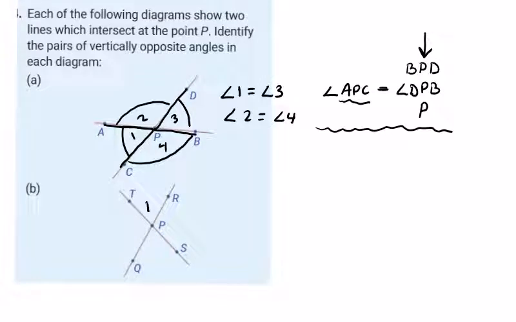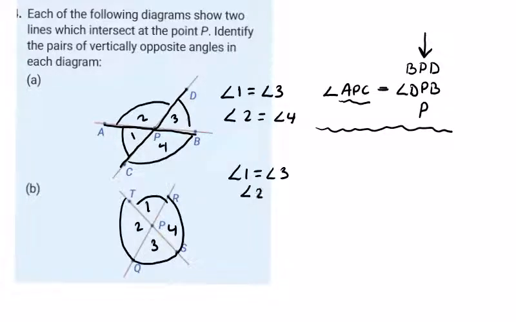What about in this triangle? If we number them 1, 2, 3, 4, you can see you can connect the dots here if you want. Angle 1 is equal to angle 3. Angle 2 is equal to angle 4. Identification of vertically opposite angles.